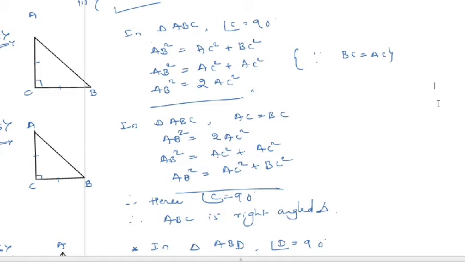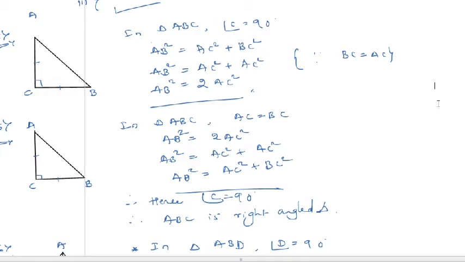Now, problem number 5. ABC is an isosceles triangle with AC equal to BC. If AB square is equal to 2 times AC square, prove that ABC is a right triangle. So, it is also similar to the fourth problem.